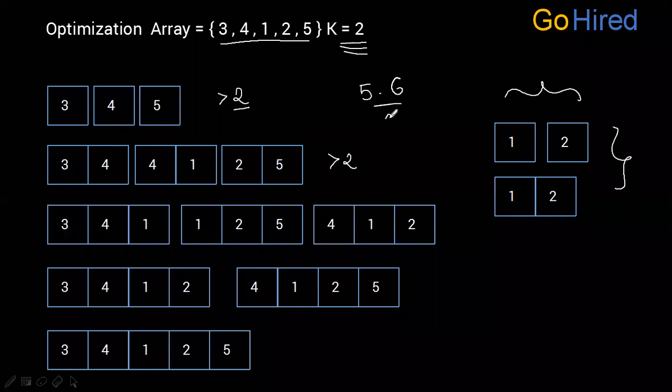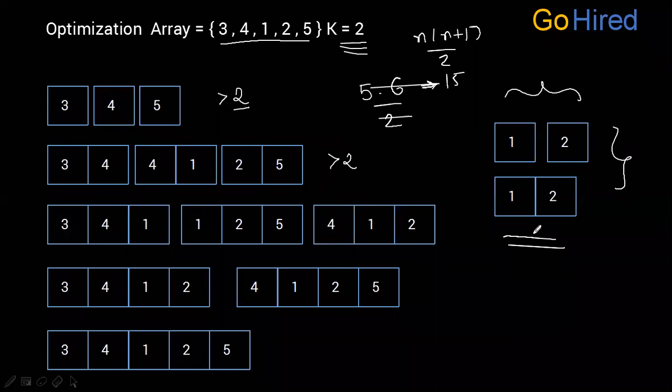Which is this equation: 5 into 6 by 2, which is 15. So it's a mathematical formula: the number of all subarrays is equal to n into n plus 1 by 2. So we know that we can find the total number of subarrays mathematically given n. How can we reduce these 1 and 2 subarrays? What can be the thought process for that? Anything coming to your mind?